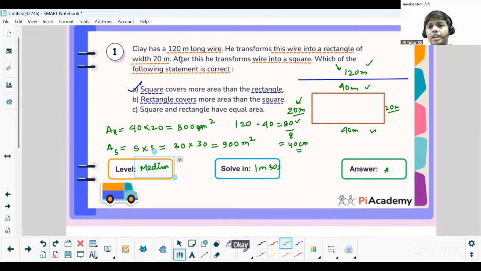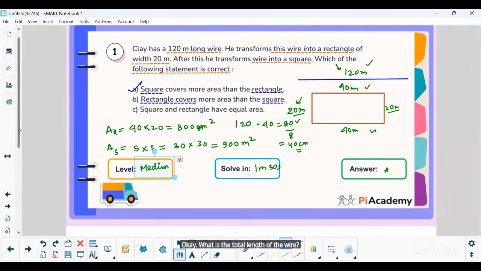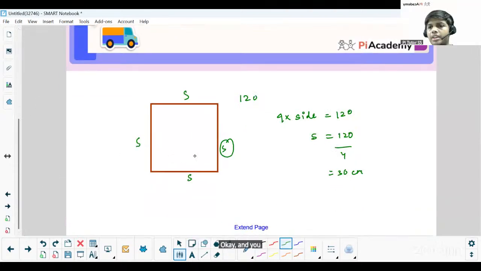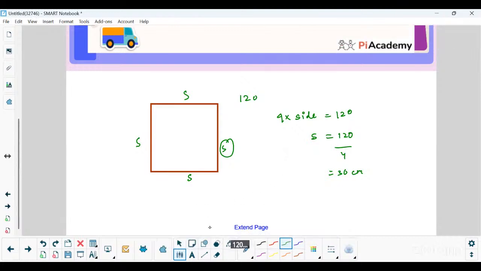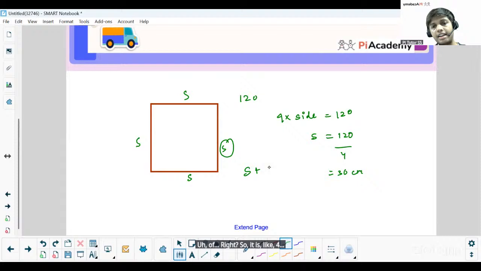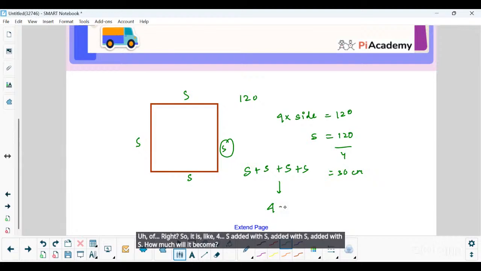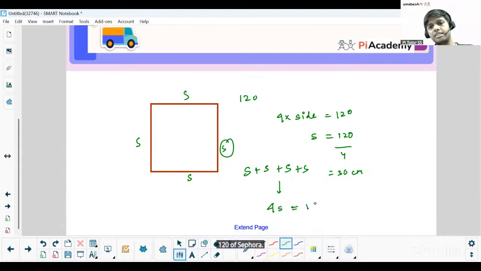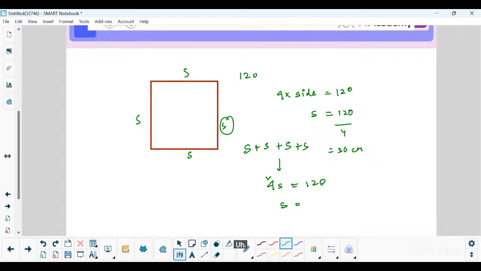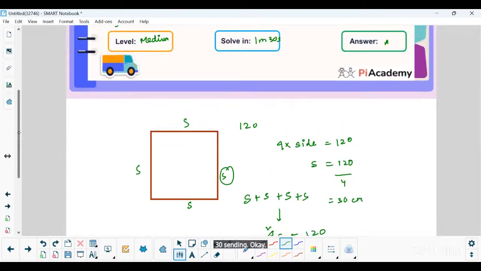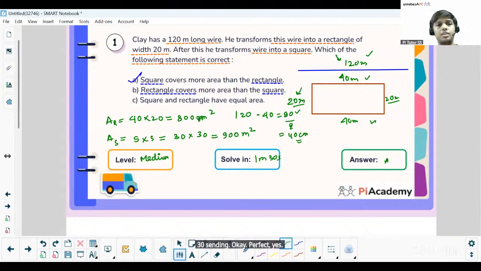Okay. What is the total length of the wire? 120 meters. Okay. And you already know for squares, you will have equal sides. So if I add all of the equal sides together, what is the final total? 120. Right? So it is like s added with s, added with s, added with s. How much will it become? 4s, right? 4s equals 120. Now bring this 4 to the right hand side. What is the value of one of the sides? 30. Perfect.